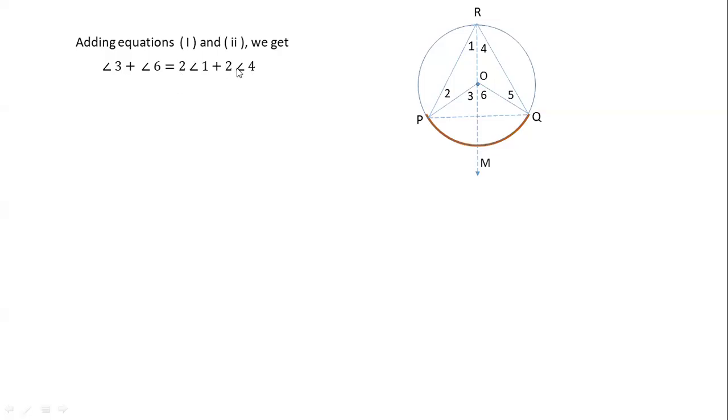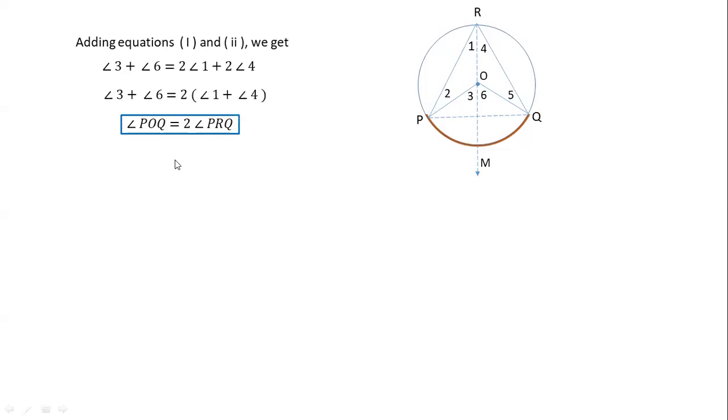Now you see here, both have 2 as a common factor. Let us take out 2 as a common factor: 2 times angle 1 plus angle 4. Angle 1 is here, angle 4 is here. So what has happened? Angle 1 plus angle 4 is angle PRQ, and angle 3 plus angle 6 is equal to POQ. So let us write this. Angle POQ, that is 3 plus 6, is equal to 2 times 1 plus 4, that is PRQ.